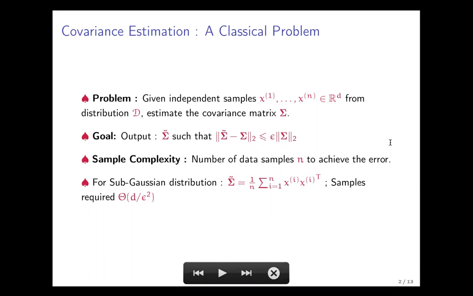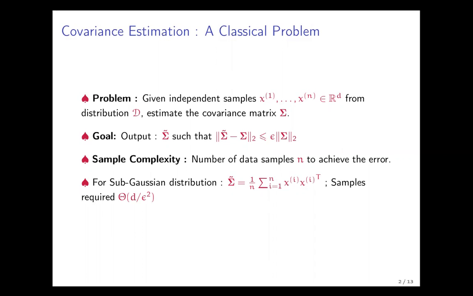Covariance matrix estimation is actually a classical problem. In this problem, we have an underlying distribution D, and we have n different independent samples, x1 to xn, in d dimensions, and all these data samples are mean zero, and the covariance is Sigma. The goal of the problem is to output a matrix Sigma tilde, which is epsilon away from Sigma in spectral norm.